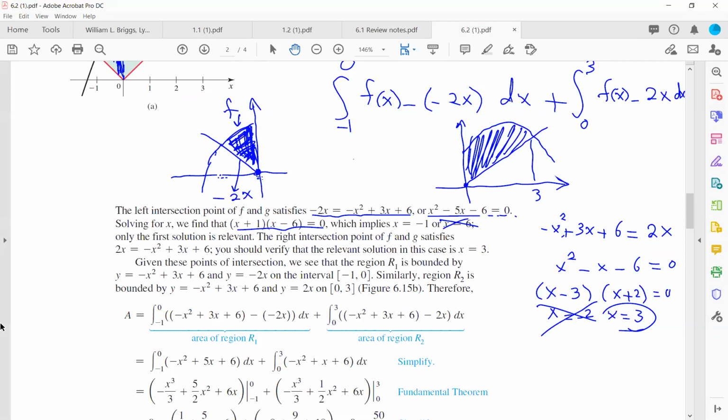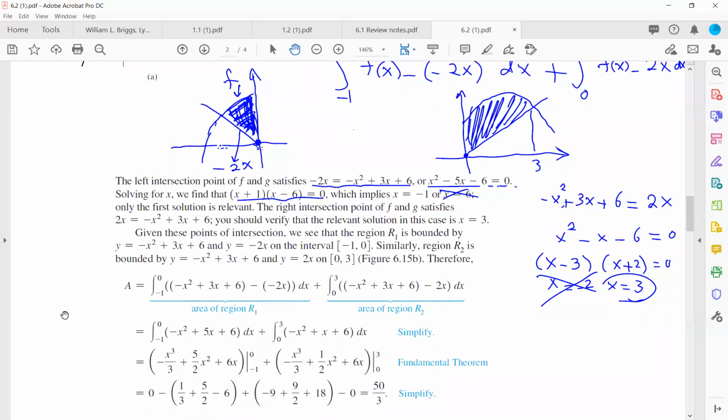x plus 6. Note that you cannot combine these two integrals because the lower bound, upper bound, lower bound, upper bound are different from each other. So you have to calculate each of these integrals separately and add the final answers together.